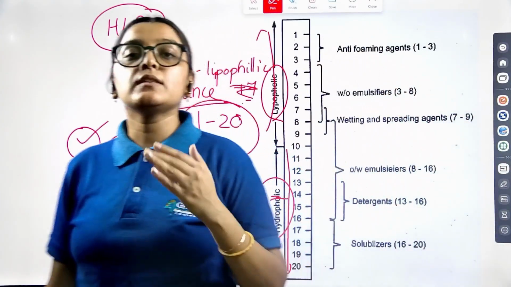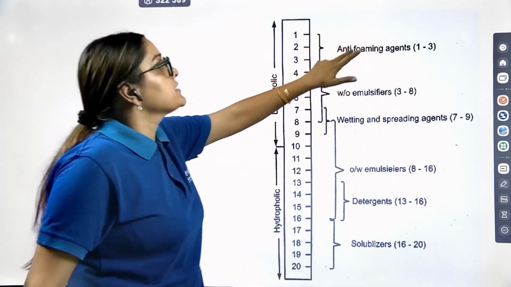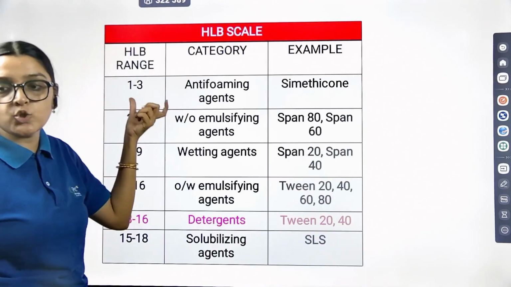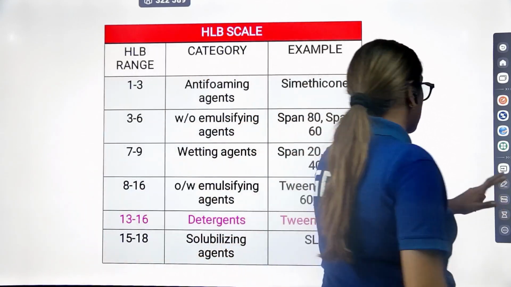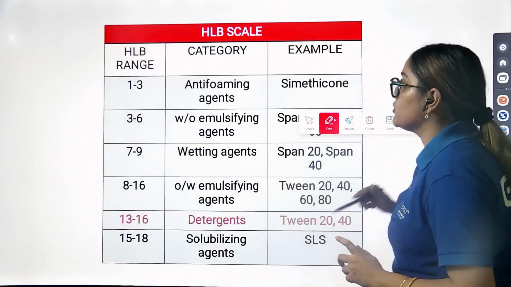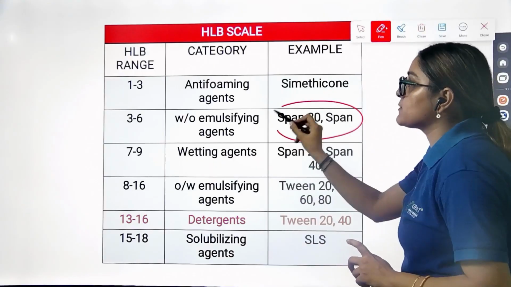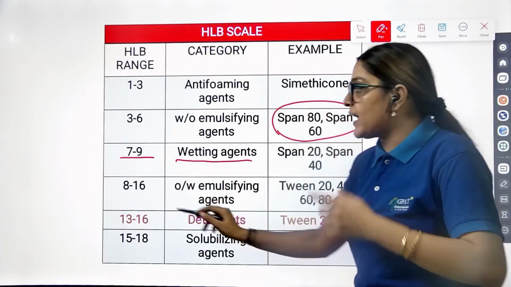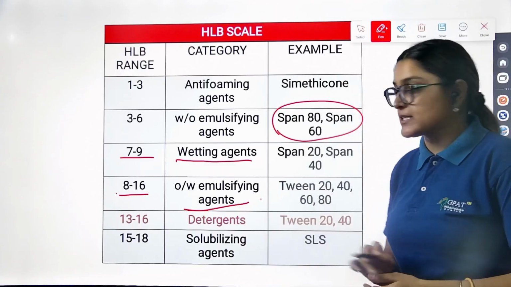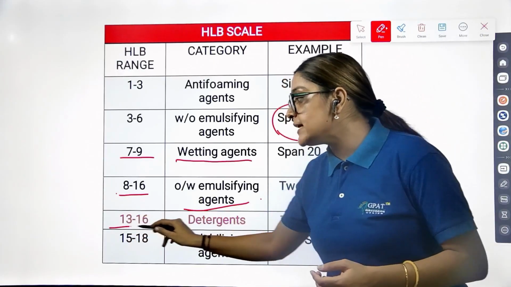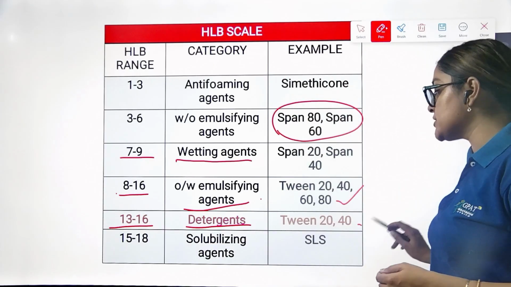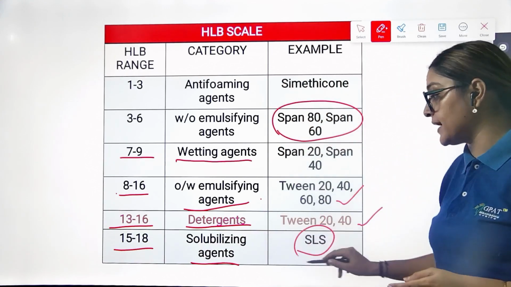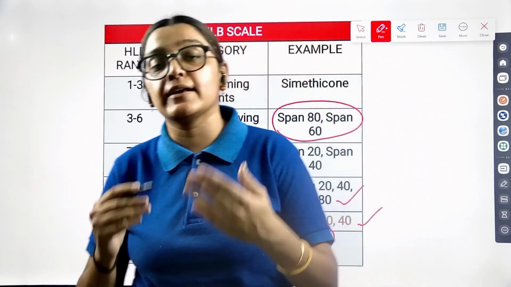Okay, now we have to see how these values are classified and what type of surfactants we actually have. This is the simple HLB range starting from 1 to 3. These include anti-foaming agents, right? Second, we have 3 to 6. These include water in oil emulsifying agents. Example, spans. Next, we have 7 to 9. This includes wetting agents, right? Then we have 8 to 16: oil in water emulsifying agents. Example, tweens. Then we have 13 to 16: detergents. Example, tween 20, tween 40. Then we have 15 to 18: solubilizing agents, SLS, right? So SLS is an exception because of its higher HLB value.